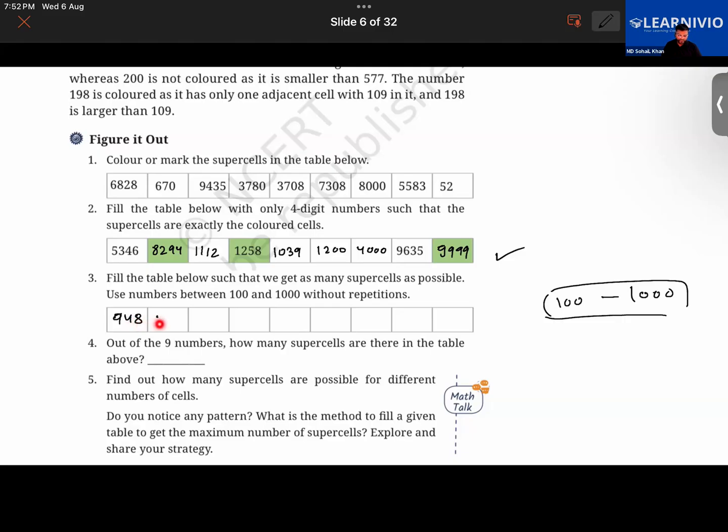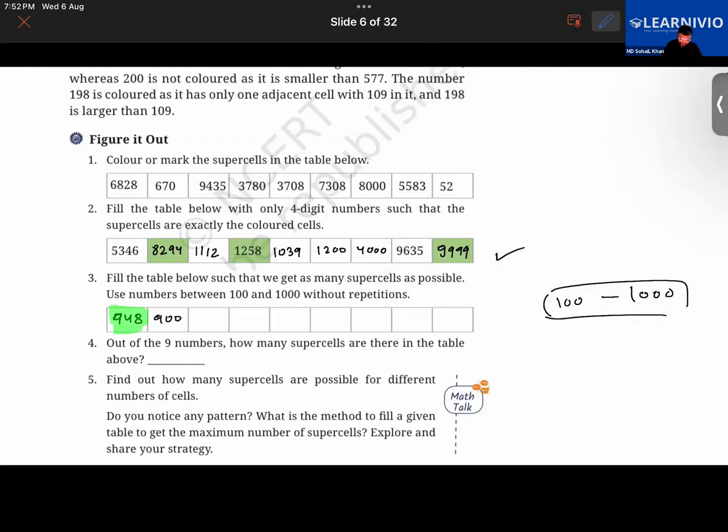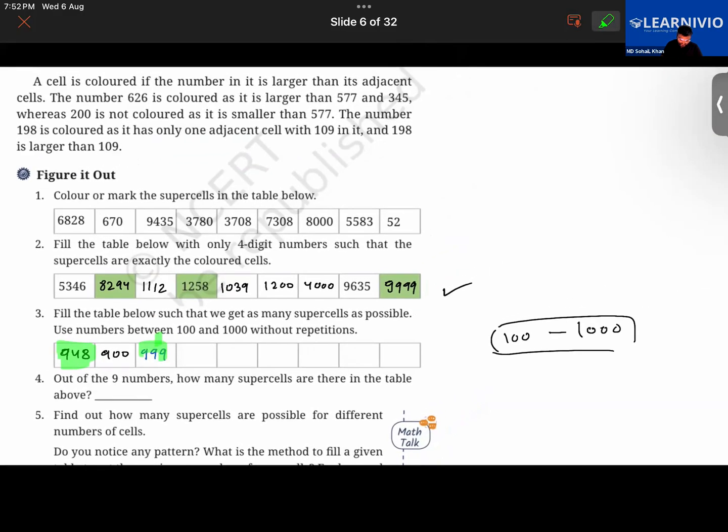Because if you were to take 124, it will seem to end quick. You may not be able to take much variation in it. How about we take 900? So this number clearly will be the supercell as of now. The next number we should take as 999. Okay, good. So that will be our second supercell.